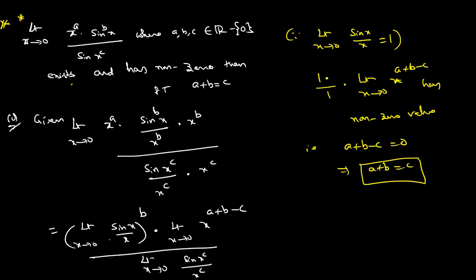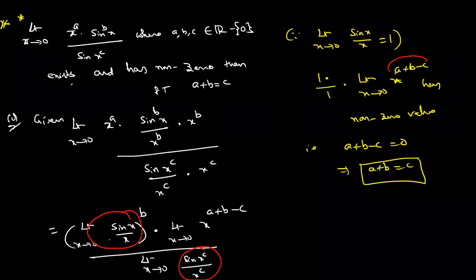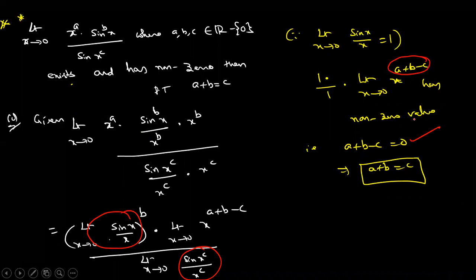See carefully. So in this case, the limit x tends to 0 of sin x by x is 1. This value is also 1. This value is how much? 1. This value is also 1. Now the limit exists and has a non-zero value, which means what here? It should be constant. That means a plus b minus c should be 0. So please write it. It's very, very important, dear students.